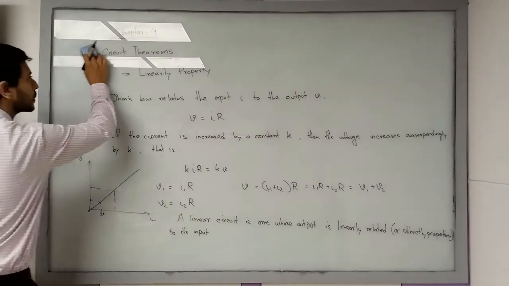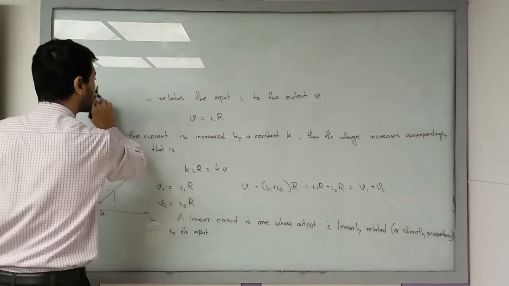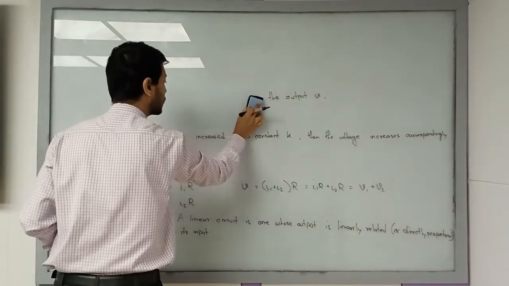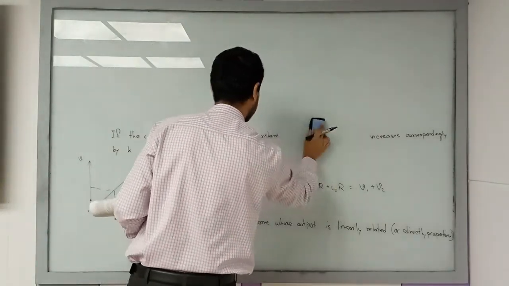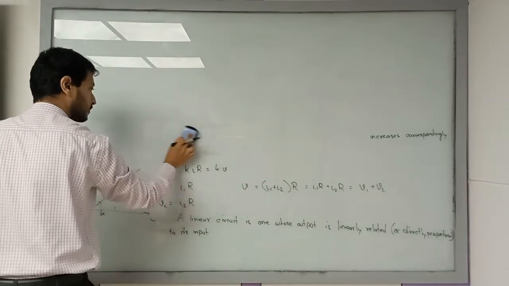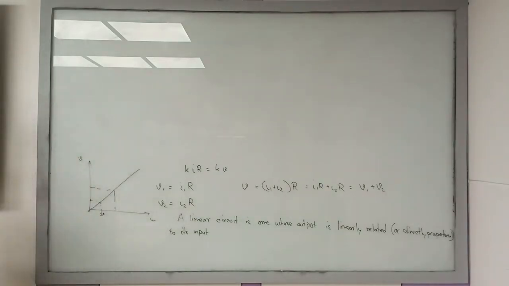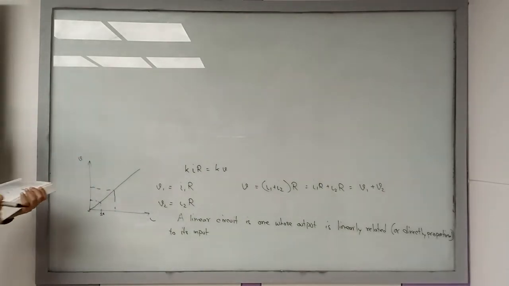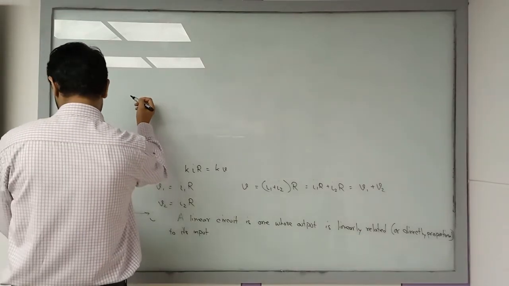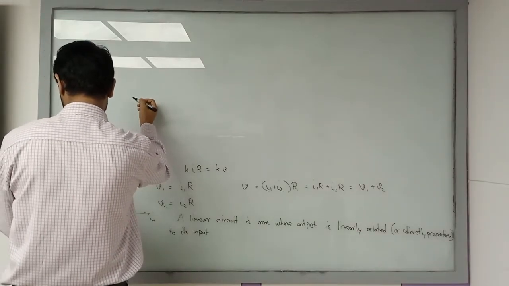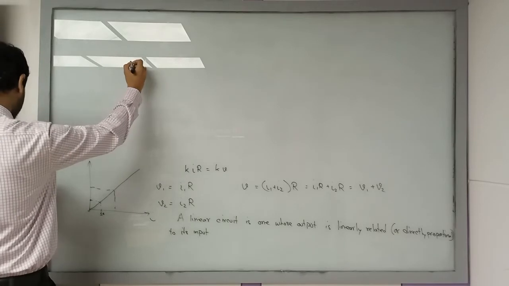Now let's solve one problem related to the linearity property. There is an example 4.1 in the book. We will be solving that problem.